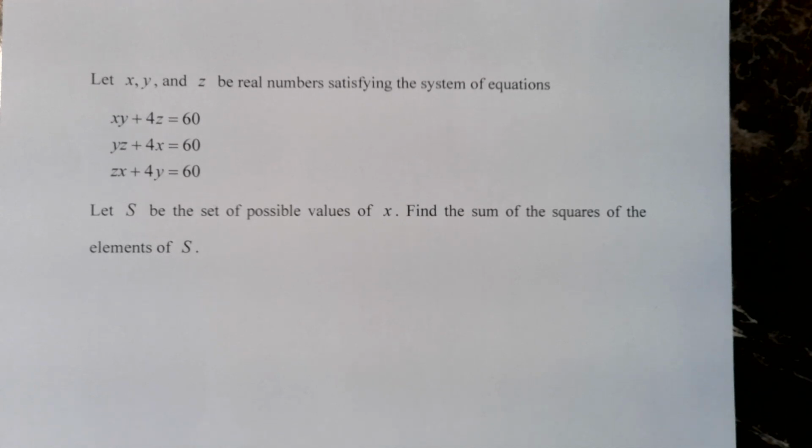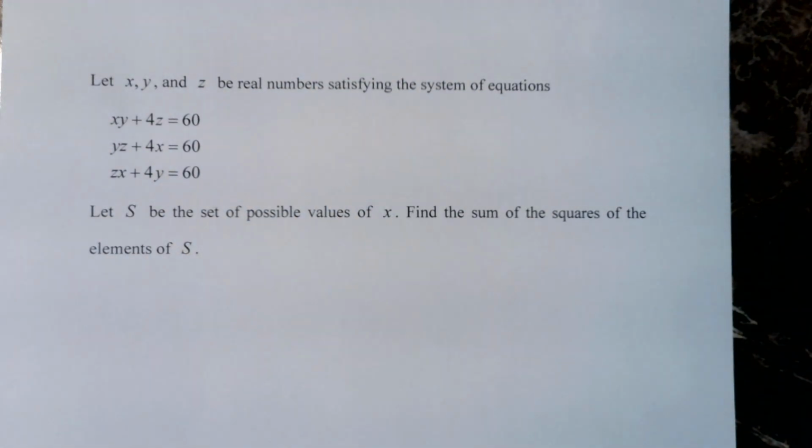Today we'll be discussing yet another problem, and as always, let's start off by reading the question. So, let x, y, and z be real numbers satisfying the system of equations xy plus 4z equals 60, yz plus 4x equals 60, zx plus 4y equals 60. Let S be the set of possible values of x. Find the sum of the squares of the elements of S.